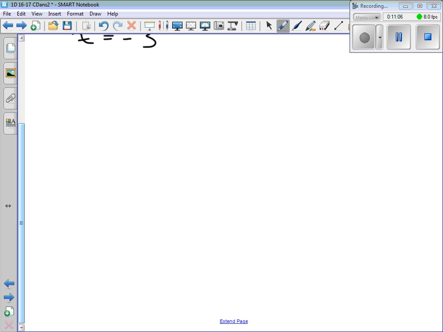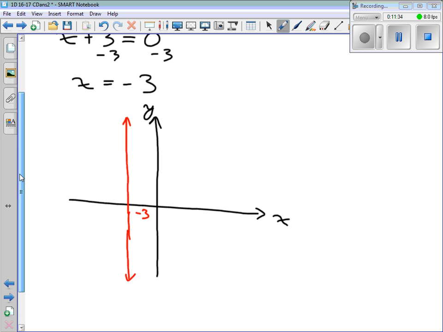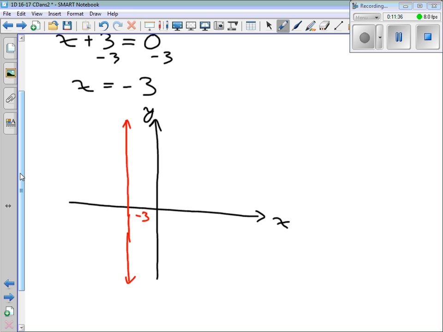Right. So if we were to graph this, there's my y-axis, there's my x-axis. If we're graphing the line x equals negative 3, it would be a vertical line going through the point x equals negative 3. Or crossing our x-axis at the point negative 3. Okay. So that's the line that we are given.